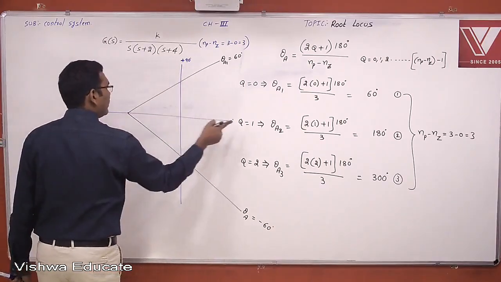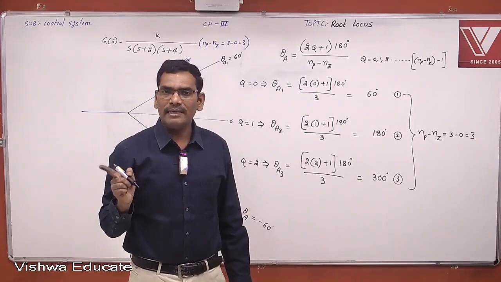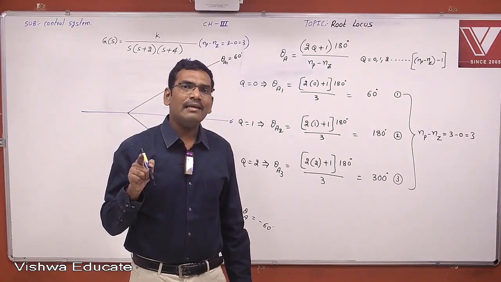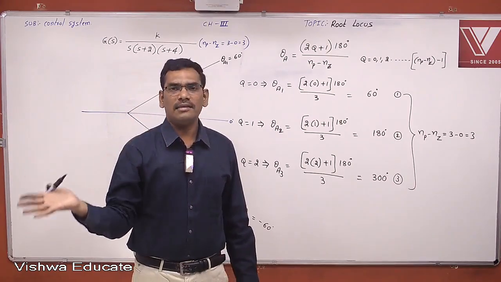And another angle of asymptote. Now in easy language, I am saying 0 to 180 degrees. If any angle exists between 0 to 180 degrees, take all the symmetrical angles.